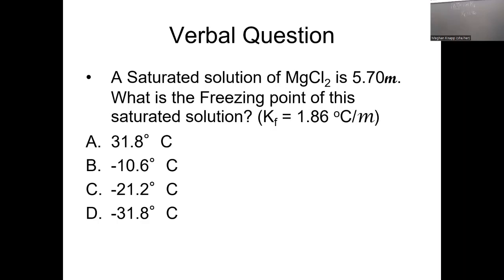All right, so remember, once you have your delta T, your final freezing point is going to be equal to, I'm going to put a little 0 here to mean our original freezing point, minus delta T. Okay, so how many of you think A, B, C, D? Excellent. All right. And that's where it's real important to remember it's freezing point depression, so it's going to go down.